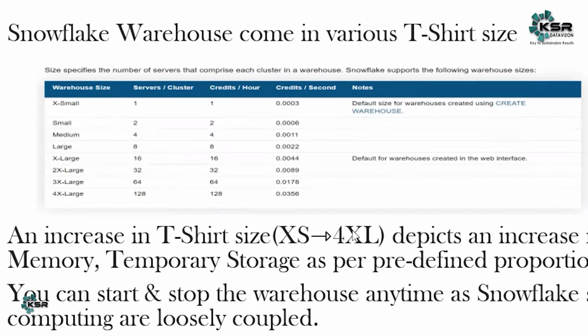An increase in t-shirt size means an increase in servers, despite an increase in CPU as well. So as we discussed, servers is going to increase. That means CPU is going to increase, your memory is going to increase, and your temporary storage is also going to increase, because you are going to execute very complex queries, right? So to fetch very fast results, you can increase your warehouse.